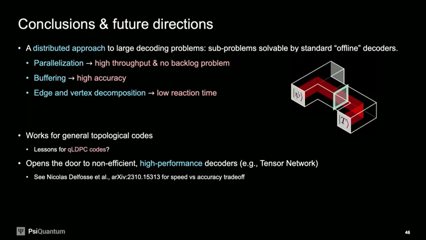And if you're going to buffer, so you choose some commit region and then try to buffer, that buffer might grow very quickly. And so the individual decoding problems might get quite large. So just naively applying it might not work. I mean, you could decode it, but it might not lead to any speed advantage.